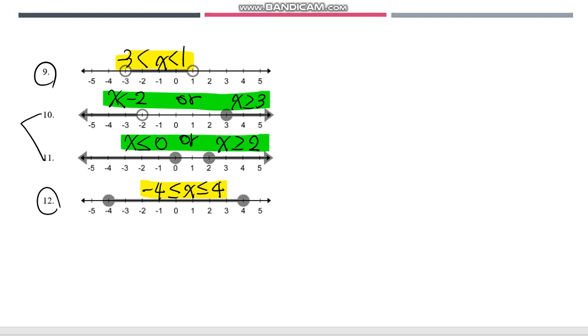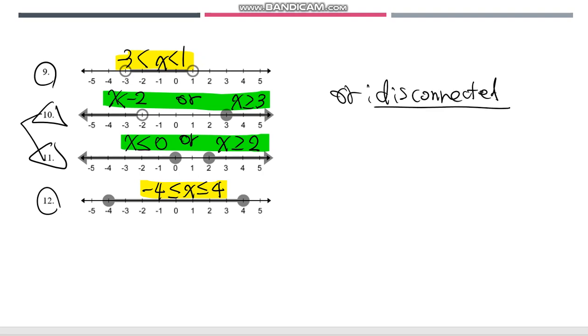The difference between 10 and 11, and 9 and 10, between triangle problems and circle problems, is that or always see them disconnected like this. Or it includes everything. Includes everything. Therefore, it is inclusive.